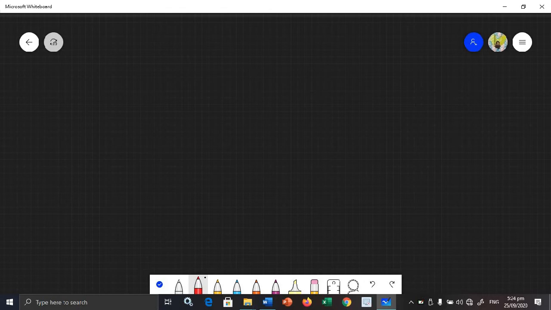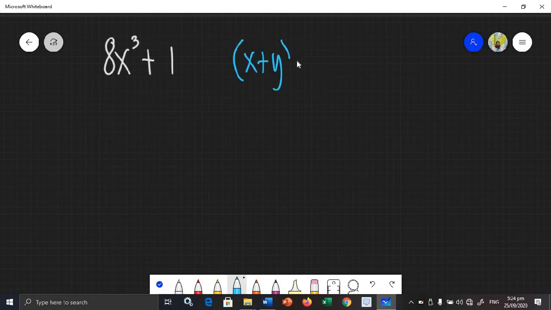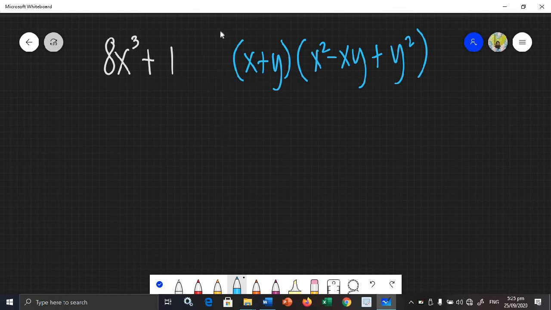Okay? Let's try to factor this sum of two cubes. So let's say we have 8x cubed plus 1. Okay, this is an example of a sum of two cubes. So if we are talking about sum of two cubes, then we will use this format: quantity x plus y times x squared minus xy plus y squared. We will follow this format.